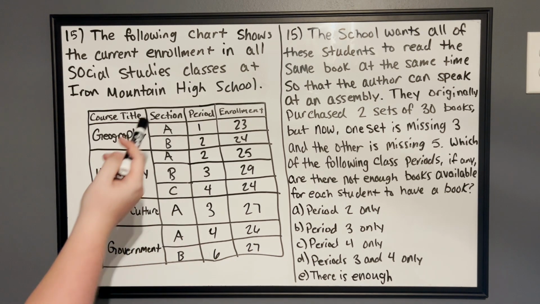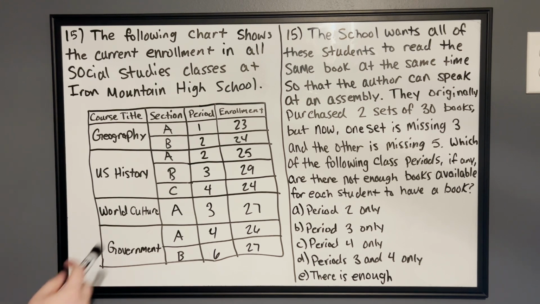So now let's look at period 2. Period 2, we have 1 at 24, 1 at 25. Both of these are less than or equal to 25, so we're good.